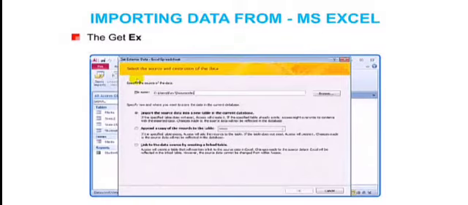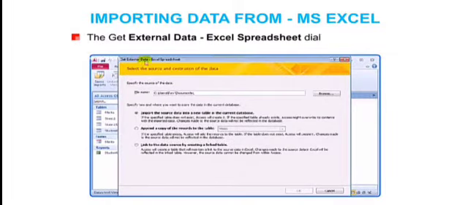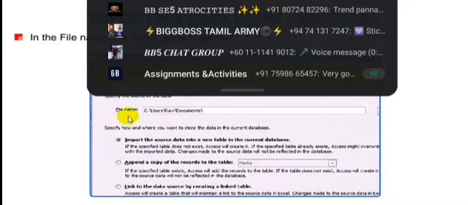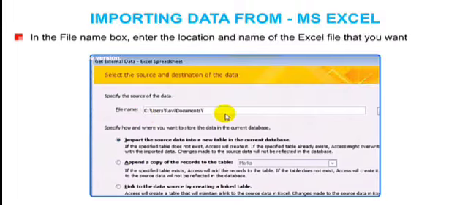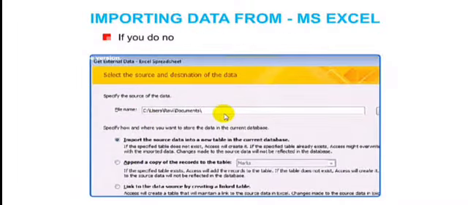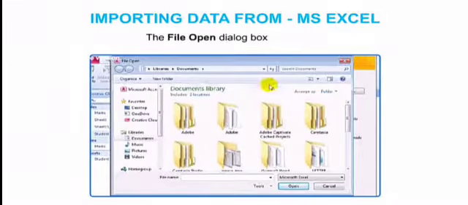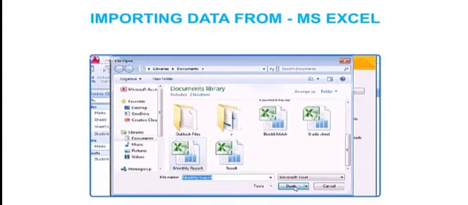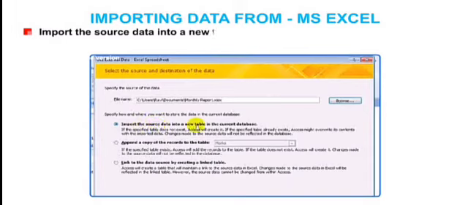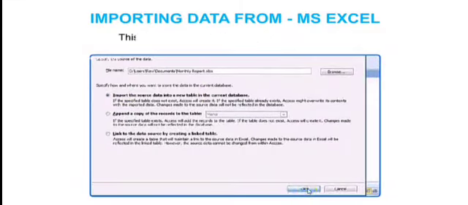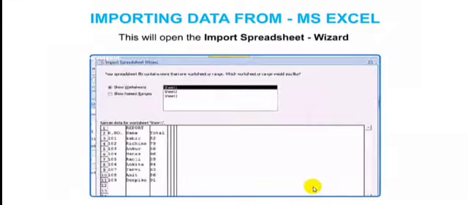The Get External Data Excel Spreadsheet dialog box appears. In the File Name box, enter the location and name of the Excel file that you want to import. If you do not know the location, click the Browse button. The File Open dialog box will appear. Trace the file and click on Open. The option Import the source data into a new table in the current database is selected by default. Click OK. This will open the Import Spreadsheet Wizard.